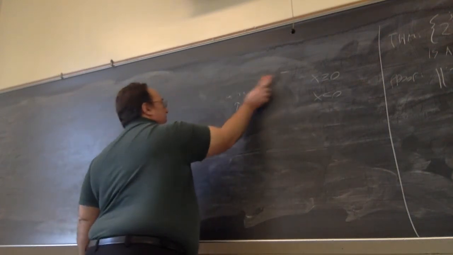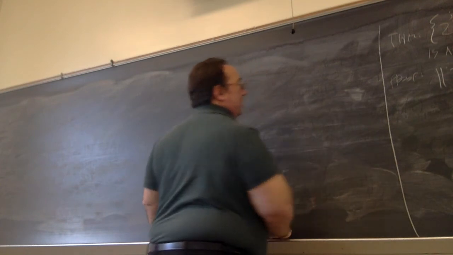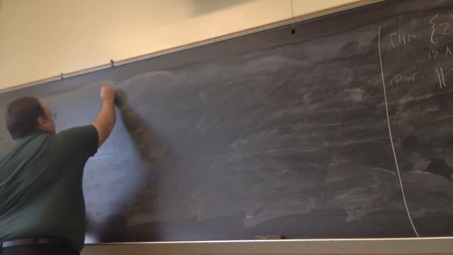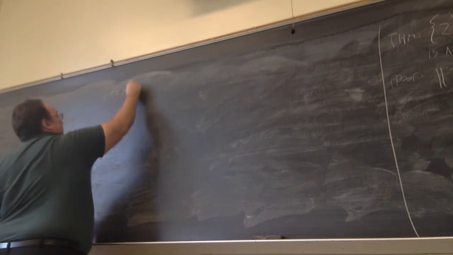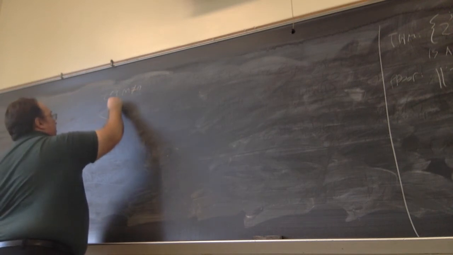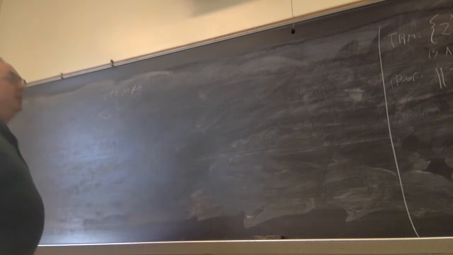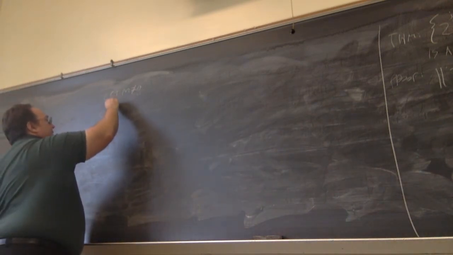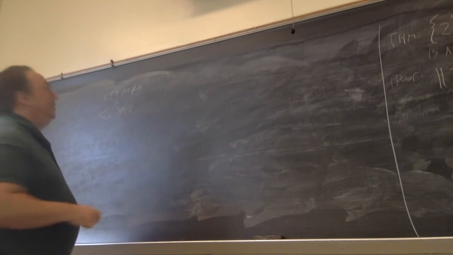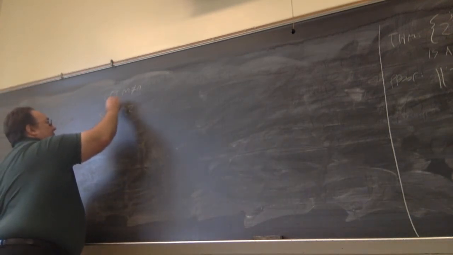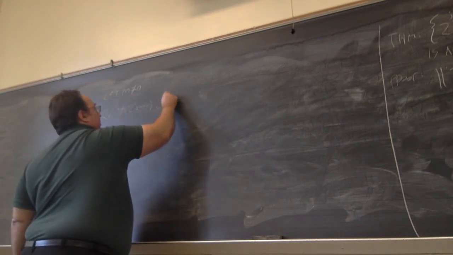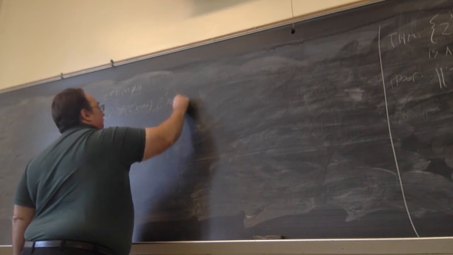So now I have to work with translates of this function for different values of k and show you get orthogonality. So let m not equal to n. So the inner product of 2 to the j over 2 phi of 2 to the j x minus m, with 2 to the j over 2 phi of 2 to the j x minus n.